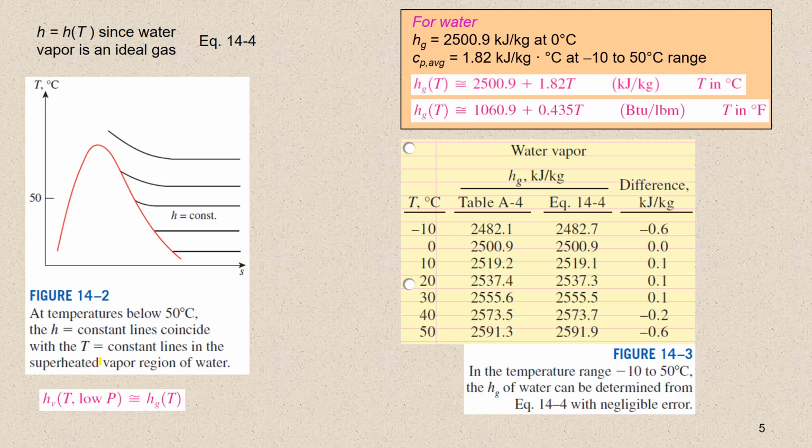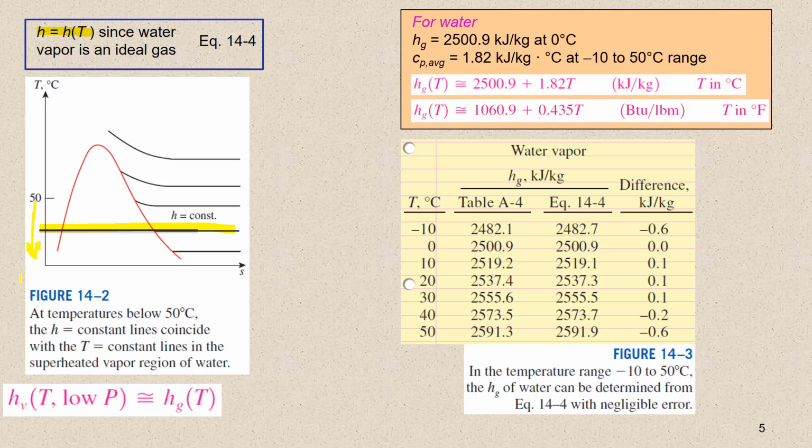Since water vapor is an ideal gas, the enthalpy of water vapor is a function of temperature only. That is, enthalpy h is going to be h of T. This can also be observed from the T-s diagram of water given in figure 14.2, where the constant enthalpy lines coincide with constant temperature lines at temperatures below 50 degrees C. Therefore, the enthalpy of water vapor in air can be taken to be equal to the enthalpy of saturated vapor at the same temperature. The enthalpy of water vapor at 0 degrees C is 2500.9 kilojoules per kilogram.